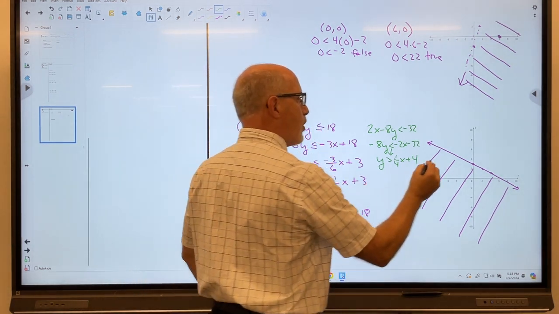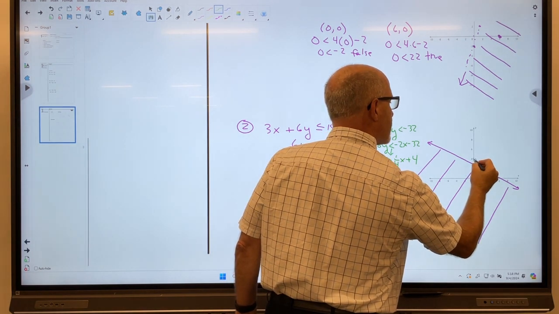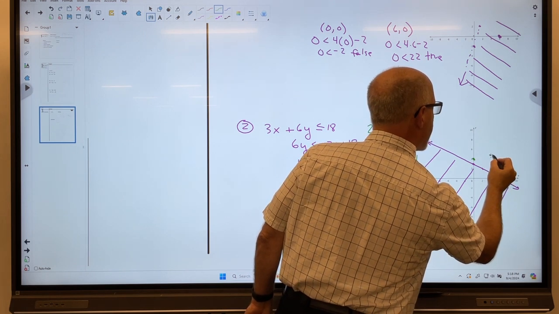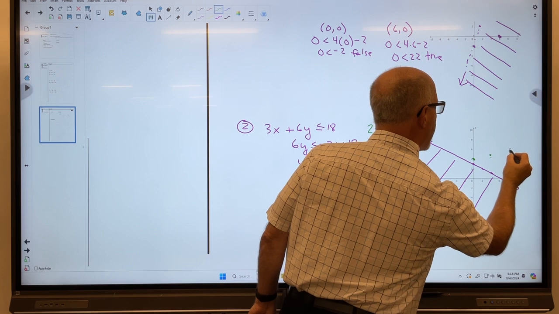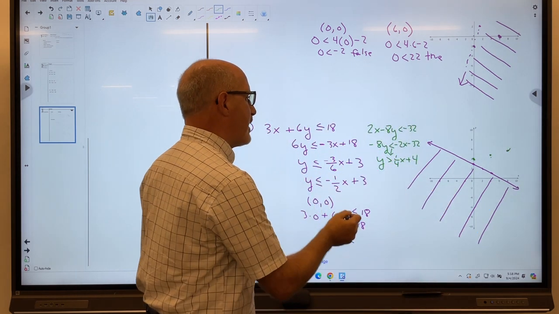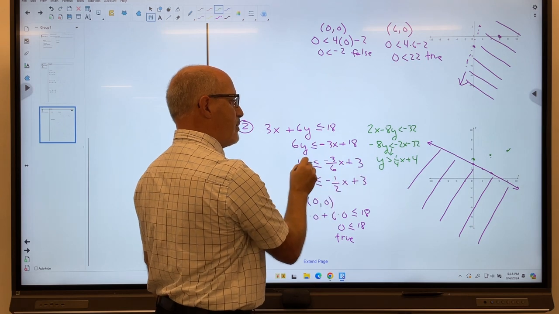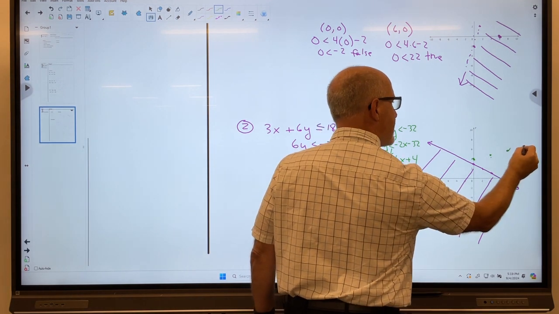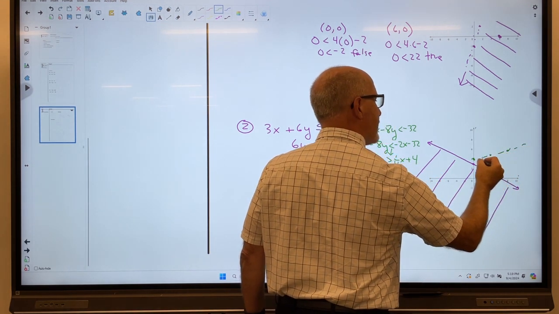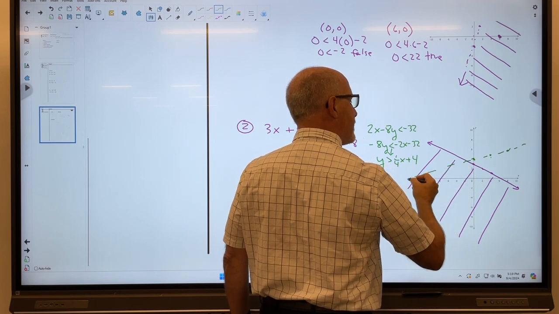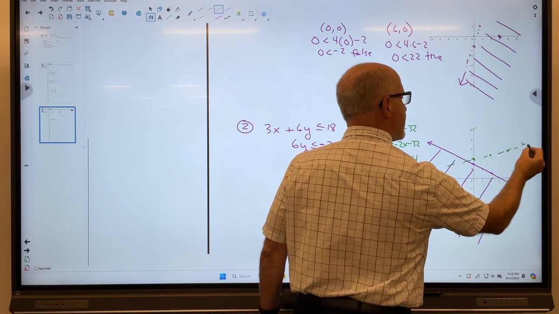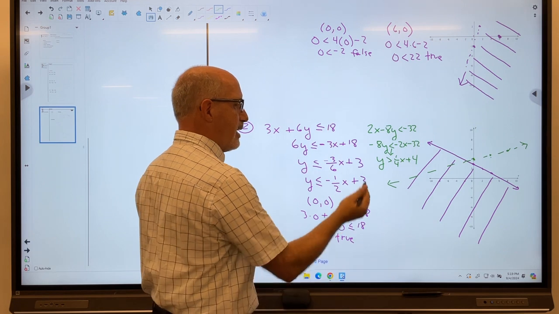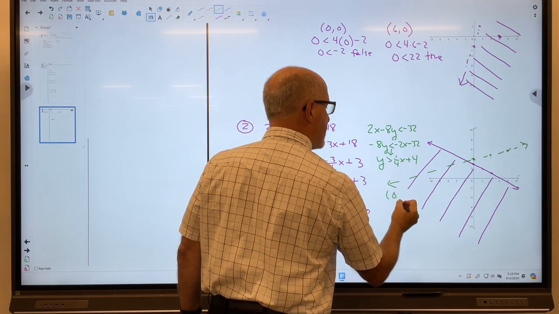So I'm going to start at 4. I'm going to go up 1 over 4. So out to here. Up 1 over 4. Now, solid or dotted, this one's going to be dotted. This one was solid. This one's going to be dotted because it's not an or equal to. So I'm going to make it a dotted line. Looks like that. And now I want to test to see which side, above the green line or below the green line. Let's test 0, 0, because it's clearly not on the line.